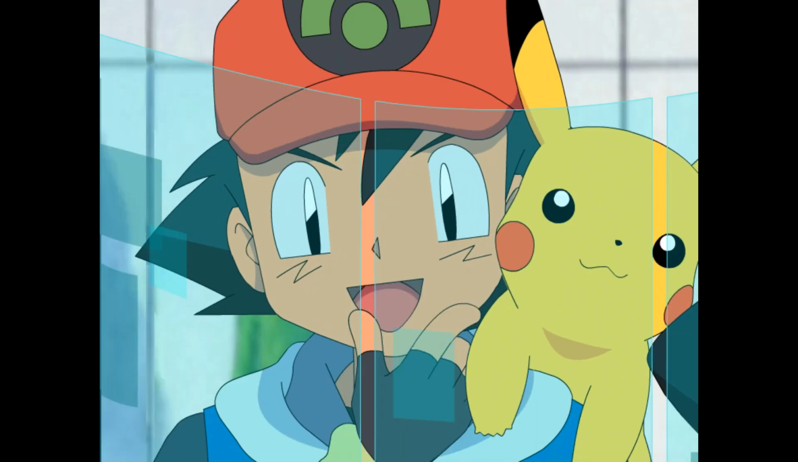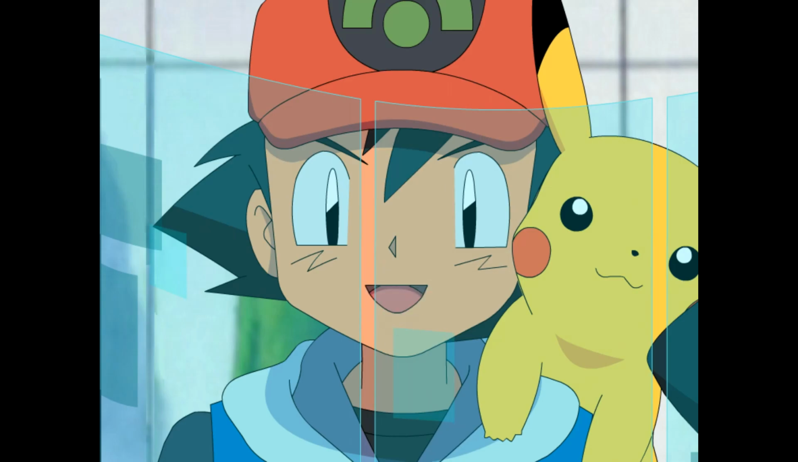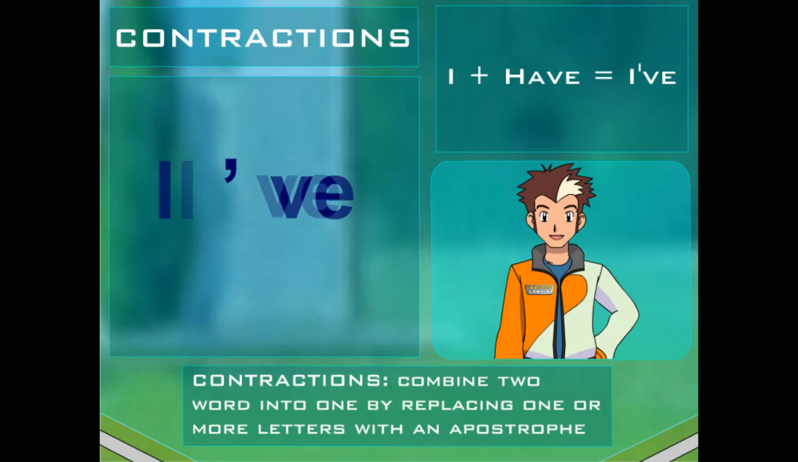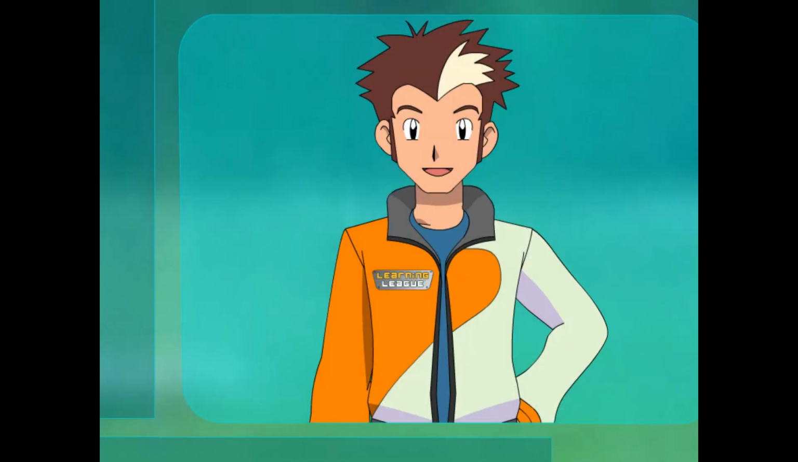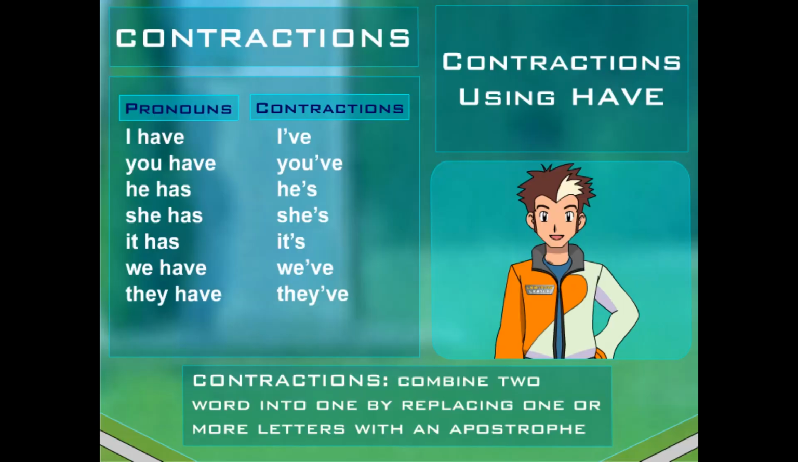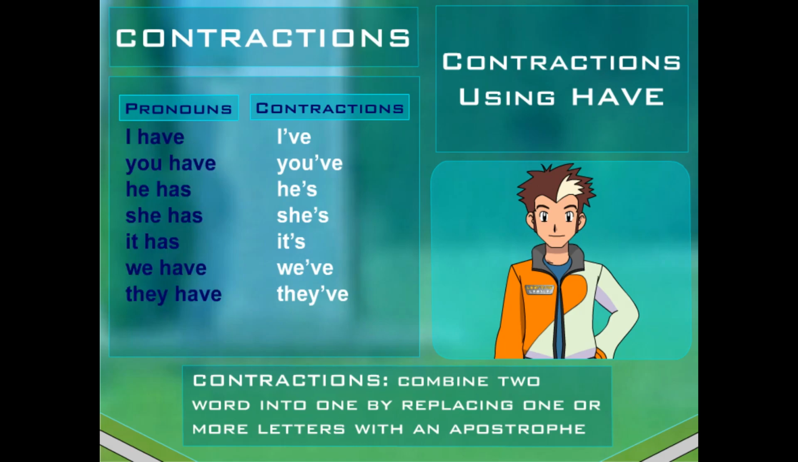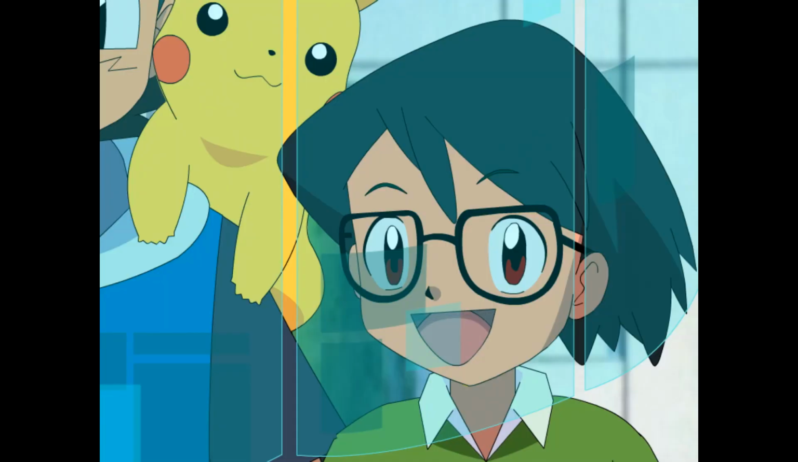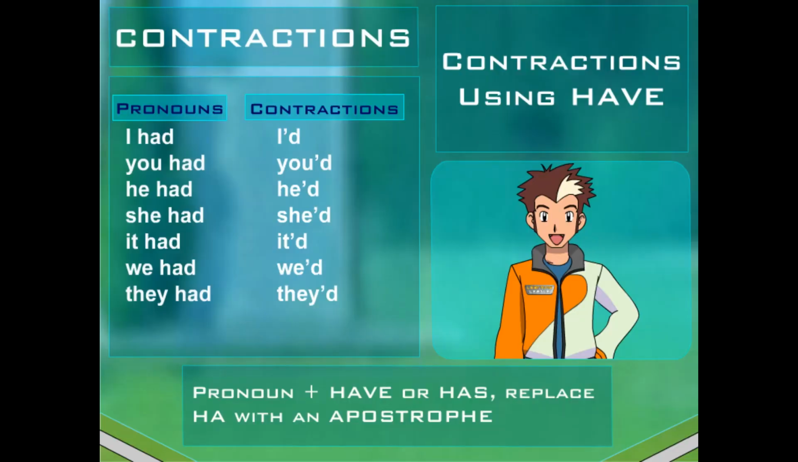Hey, I've is a contraction, but it doesn't use not. Exactly, Ash. I've is a shortcut for I have. Many contractions are made using the verb have and a pronoun. Take a look. Can you see how these contractions are made? It looks like you combine the two words, then take out the letters H-A, and replace them with an apostrophe. That's easy. And you can do the same thing with pronouns and had.